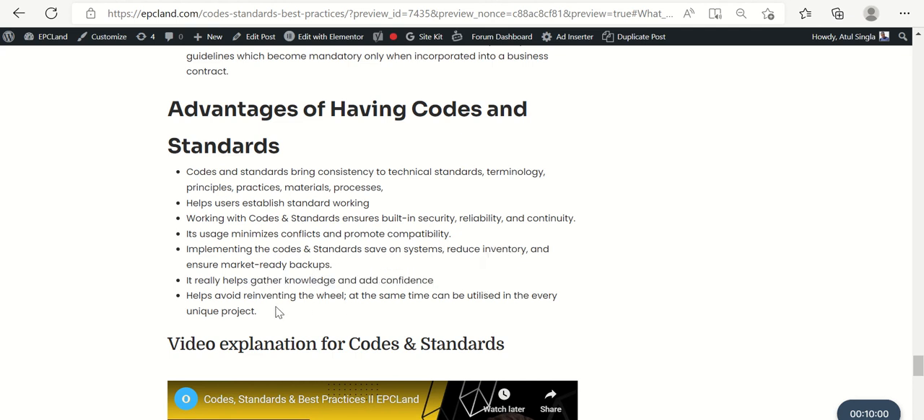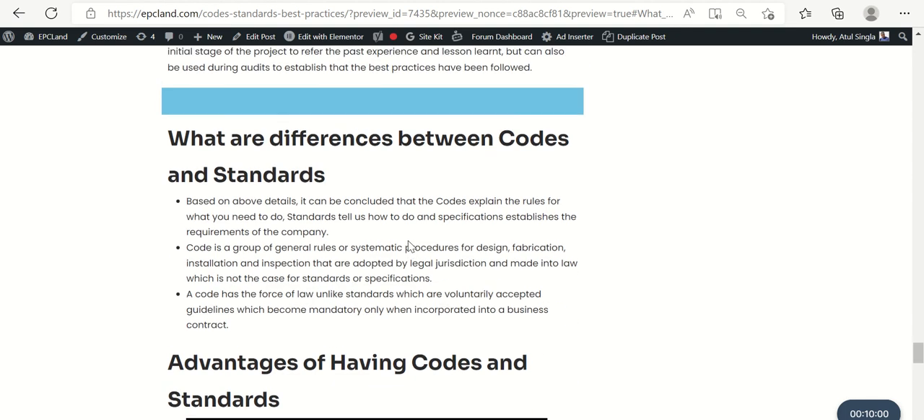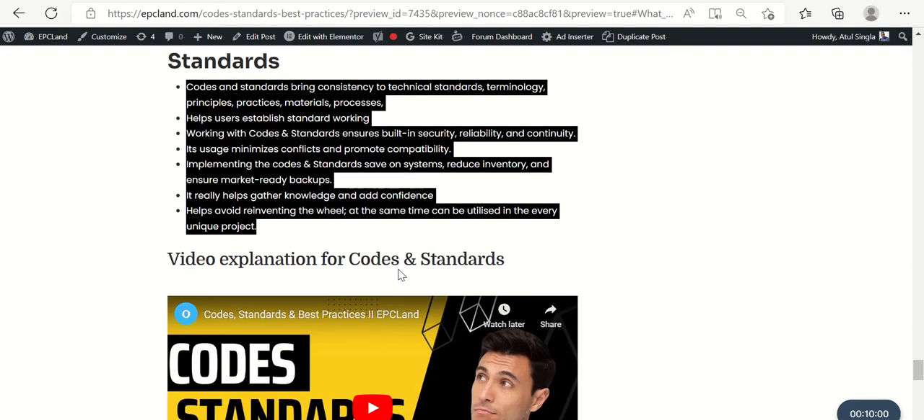It helps avoid reinventing. Suppose there is a new client who wants to put up a plant. They don't have to reinvent anything. They just have to follow the codes and standards, and they will be immediately aligned with the existing clients. This is the best thing we can get out of these codes. So this was all about the differences and advantages of codes and standards.